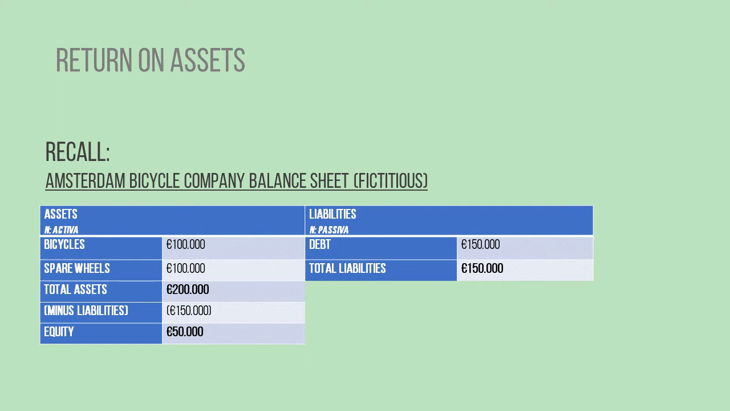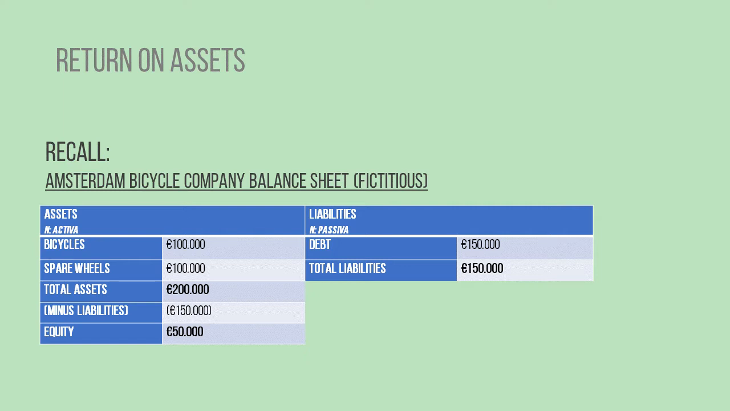Recalling from an earlier presentation, we looked at a balance sheet. On the left-hand side you have the assets, and on the right-hand side liabilities, and we're just focusing on the assets. In this case, we had this Amsterdam bicycle company, a fictitious company that had 200,000 euros worth of assets, which were bicycles and spare wheels. So we're looking at how this company makes a return on just those assets, the total assets.